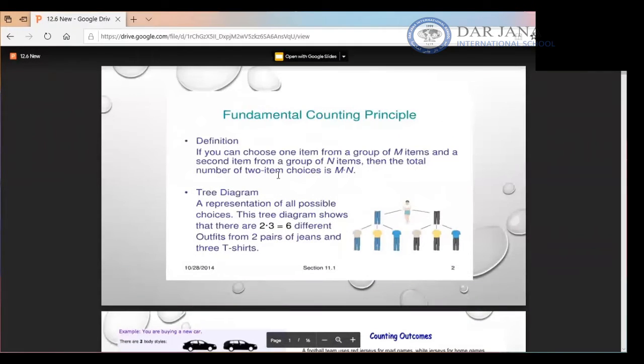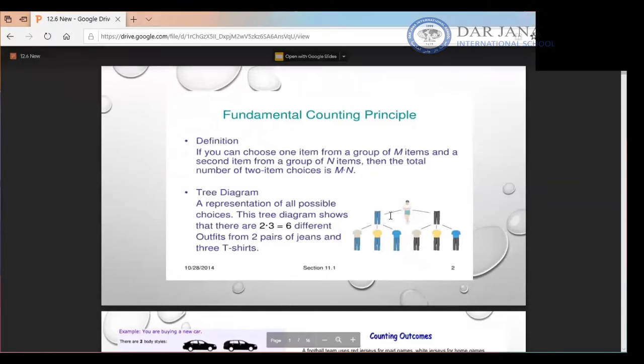So the first one, we will be discussing the fundamental counting principle. You want to choose your outfit. You have two options, blue jeans and black jeans, and you have three tops: a white, a yellow, and a blue. If you go with the blue, you have three different colors to choose from: white, yellow, and blue. And if you go with the black, you also have a white, a yellow, and a blue. So in total, the number of outfits you can choose from will be 6.